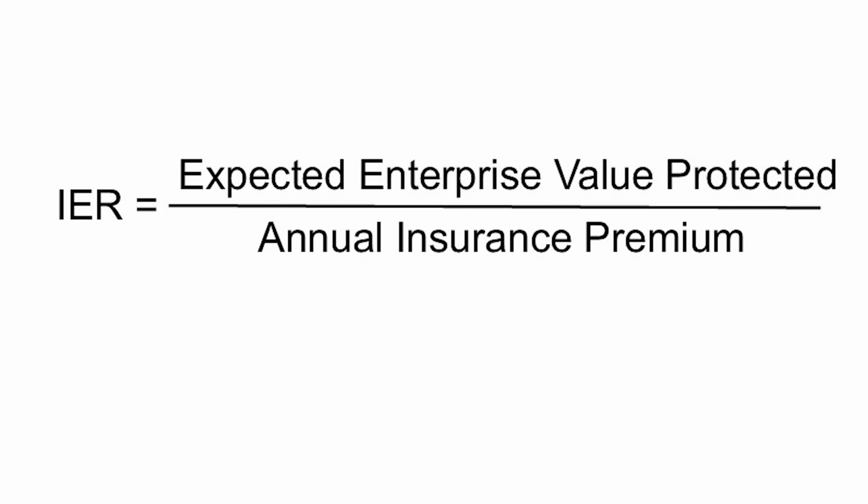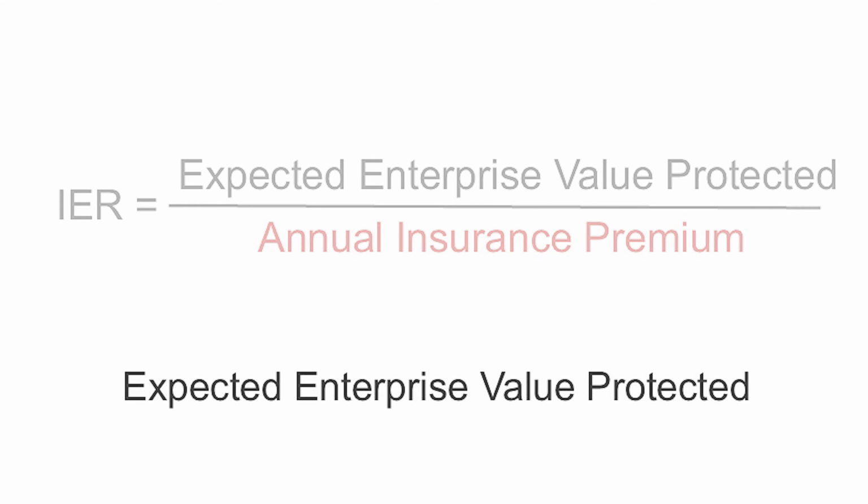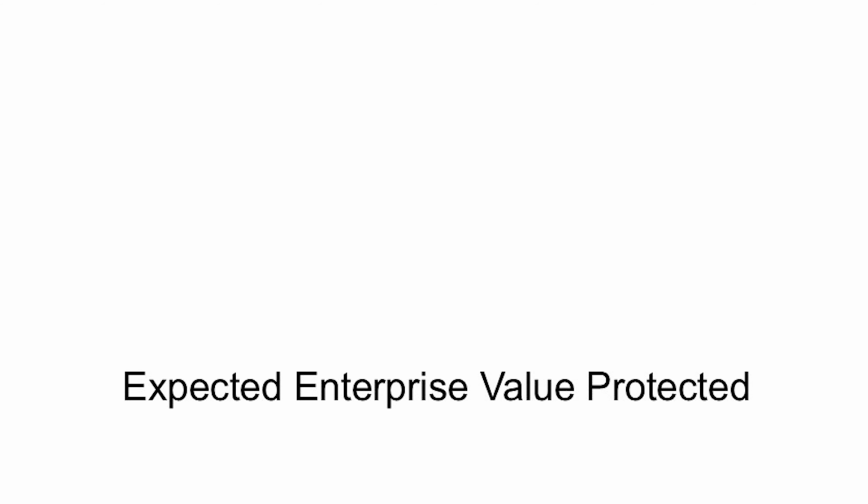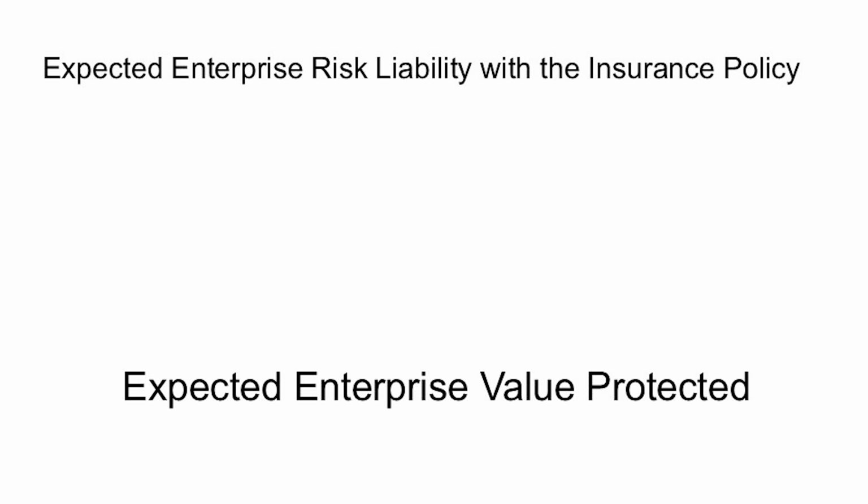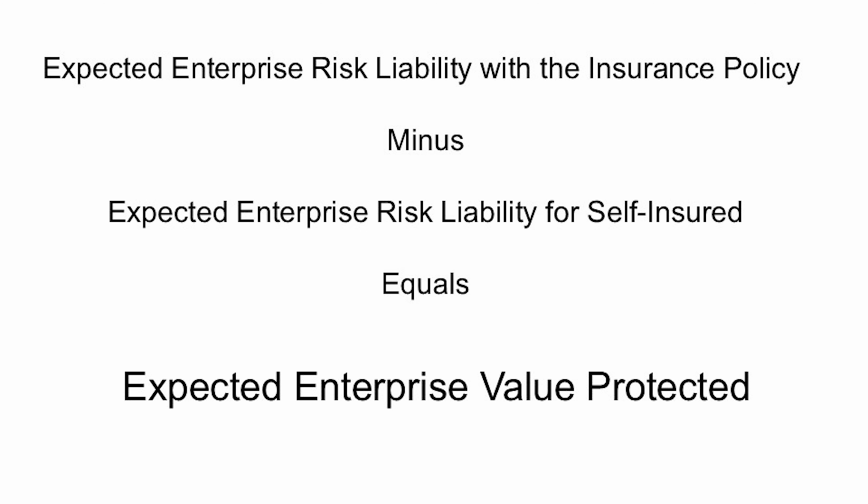What makes an insurance policy efficient? How can we determine if one policy is more efficient than another? Consider this dollars per dollar insurance efficiency rate measure: the expected enterprise value protected divided by the annual insurance premium of the policy. The expected enterprise value protected is calculated as the expected enterprise risk liability with the insurance policy, as measured in net present value, minus the expected enterprise risk liability for self-insured, or whatever represents the least expensive, minimally compliant insurance available, also measured in net present value.